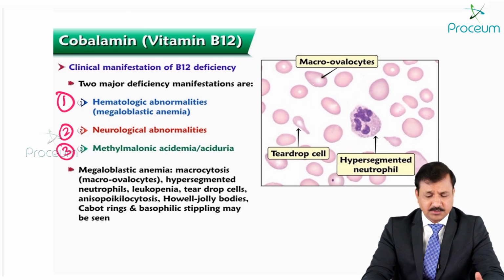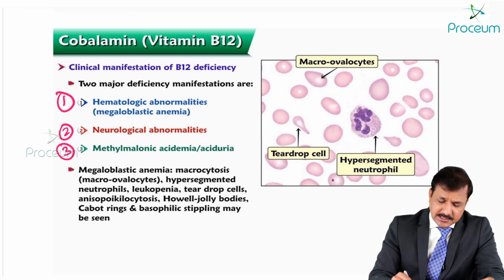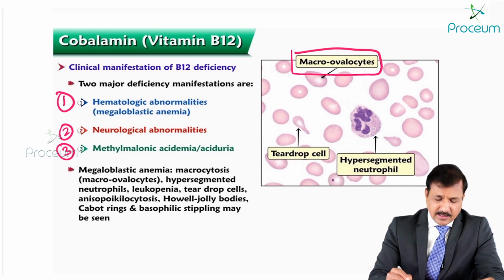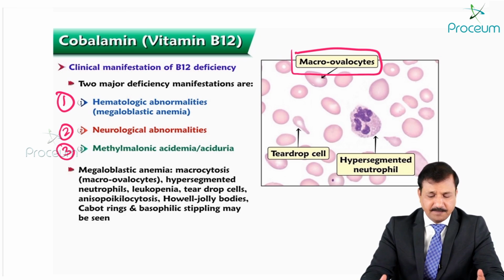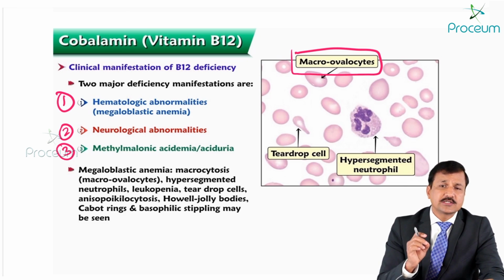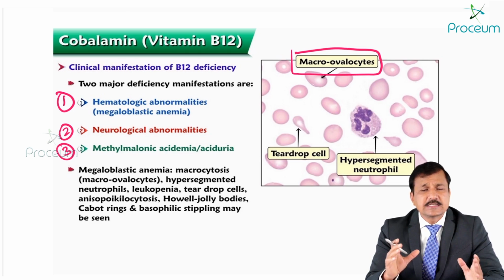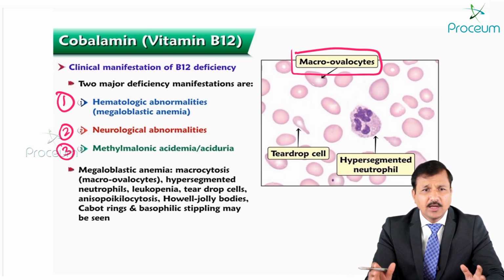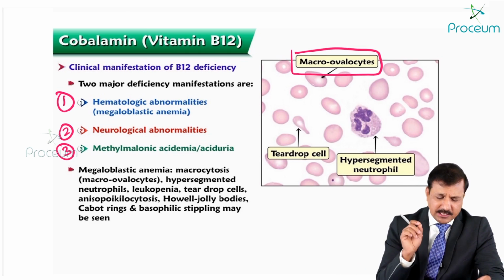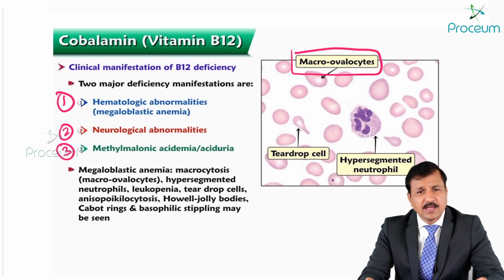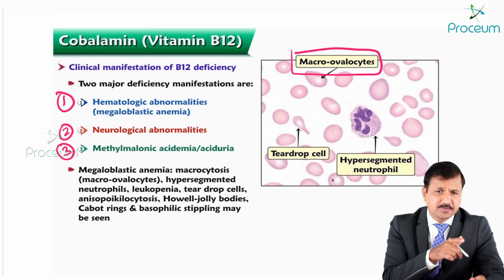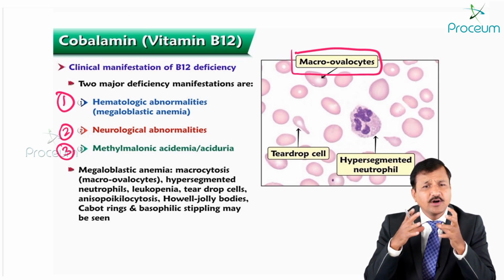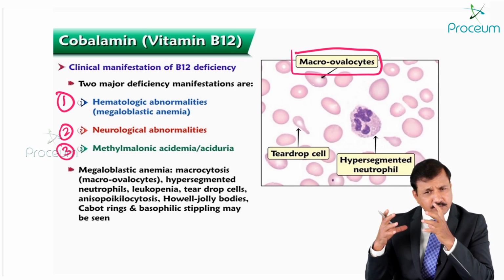If you look at the peripheral smear, the red blood cells that you are going to see here show macrocytosis, that is big red blood cells with abnormal shape. So macro-ovalocytosis you are going to see here, which is a significant finding in a person with megaloblastic anemia. Why is megaloblastic anemia seen in cobalamin deficiency? It's because cobalamin deficiency leads to functional folate deficiency, which I just explained. It leads to folate trap, and functional folate deficiency leads to megaloblastic anemia.